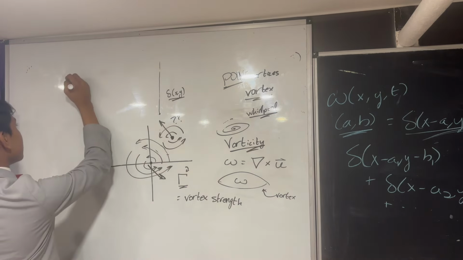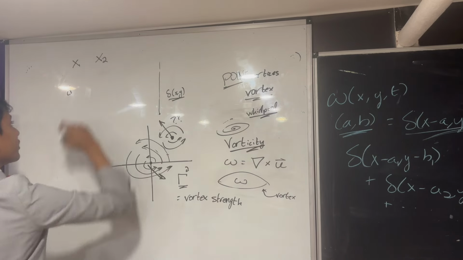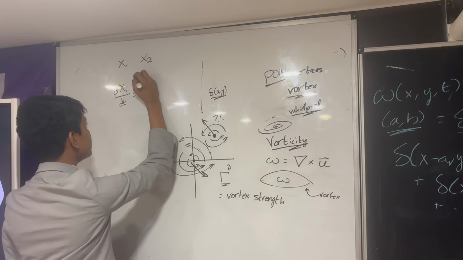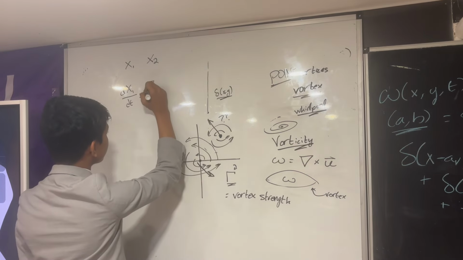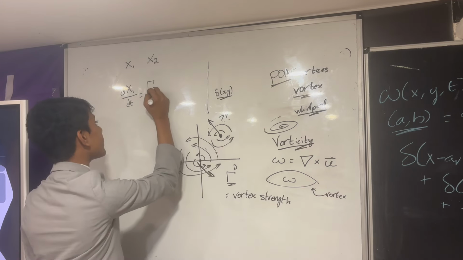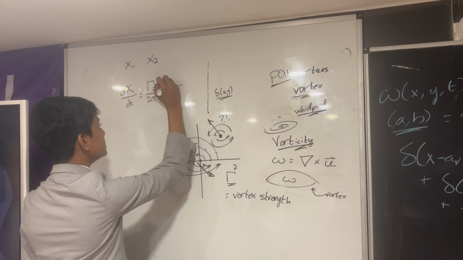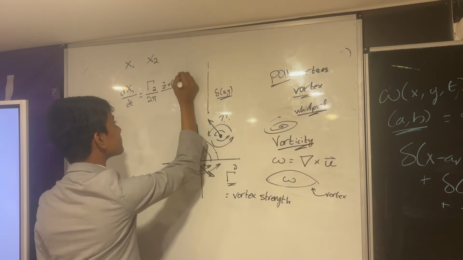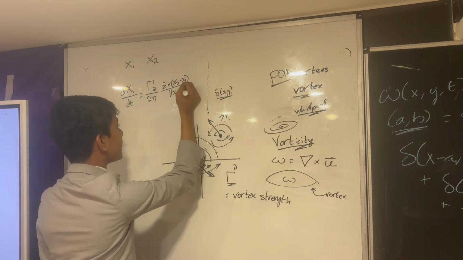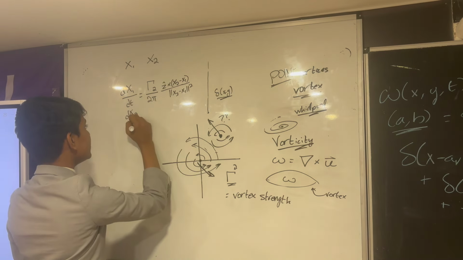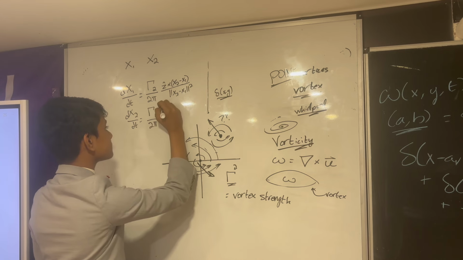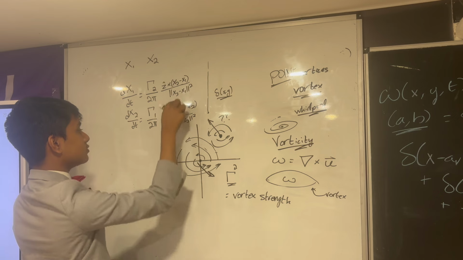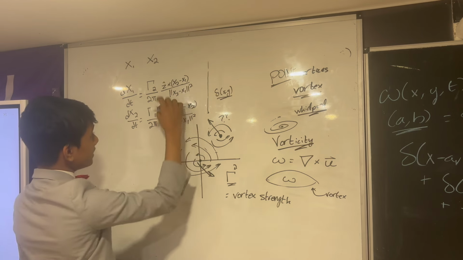Now, that means that let's call x1 the location of our first point vortex and x2 the location of our second. dx1/dt is going to be the velocity induced by the second point vortex, which is the strength of the second point vortex divided by 2 pi, multiplied by z cross (x2 minus x1) divided by the magnitude of x2 minus x1 squared. dx2/dt is the opposite. And notice, of course, that these two quantities are the exact same, but these two are different.